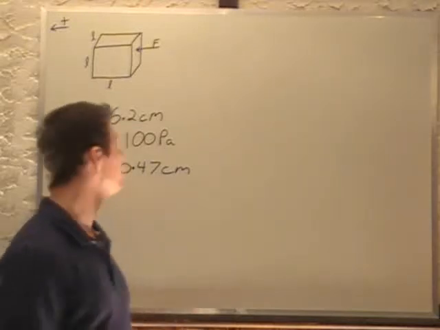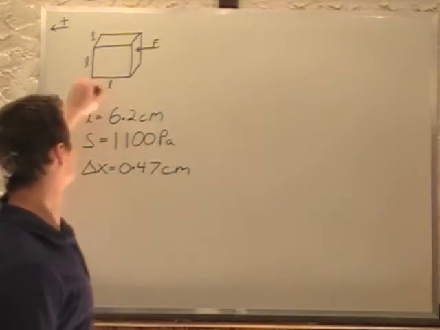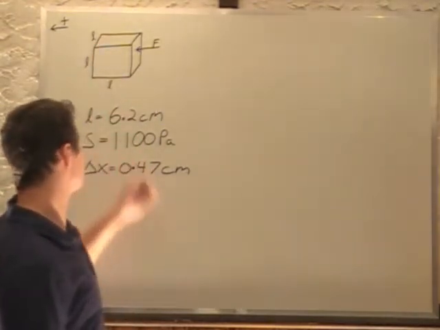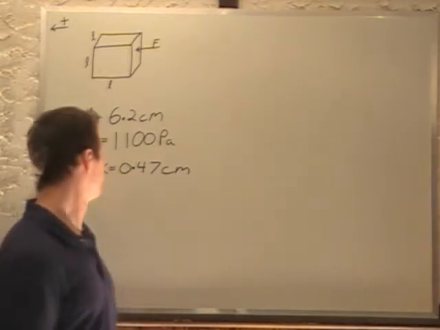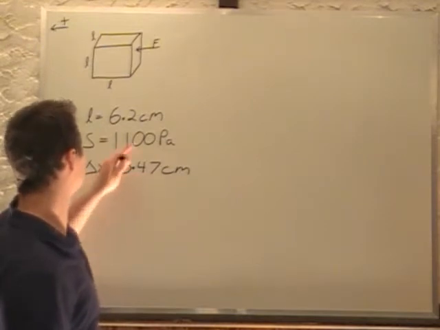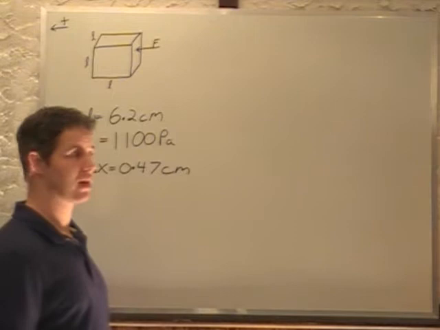In this problem, we have a cube of gelatin that we're pushing with a force F. We're told that the sides of this cube are all 6.2 centimeters and that its shear modulus is 1100 pascals. We're also told that when pushing it, it gets a delta X of 0.47 centimeters. The cube moves by 0.47 centimeters.